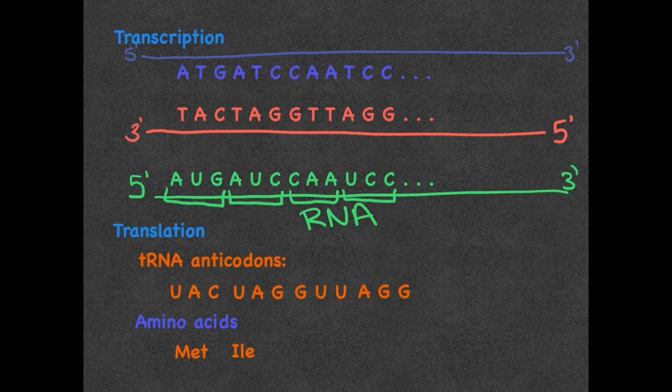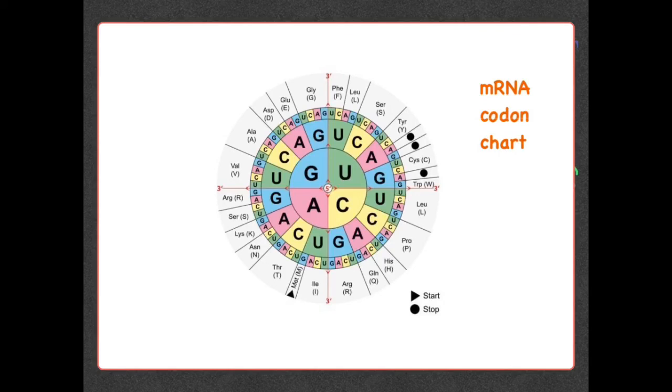Our next codon is CAA. This time we're looking for CAA. We'll start in the middle again. Here's C, here's our A, and here's our other A. So CAA is for the amino acid glutamine, or abbreviated GLN.